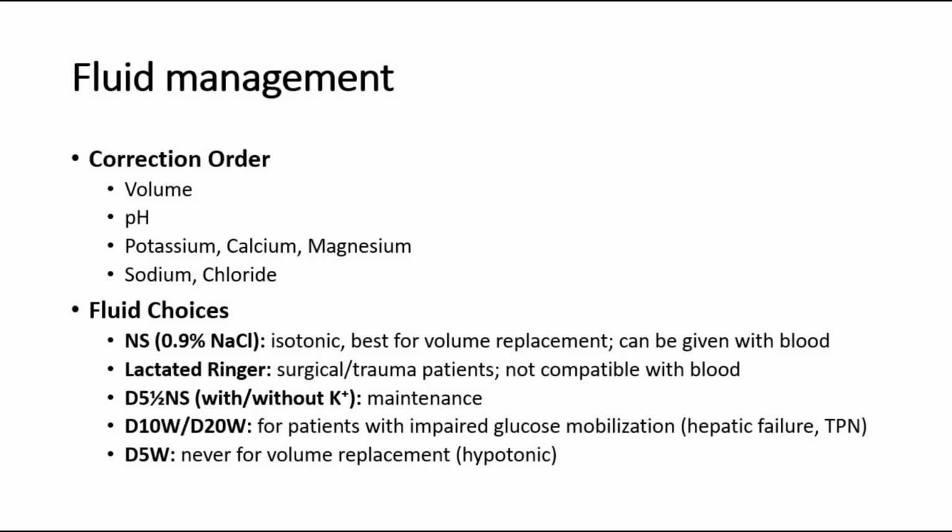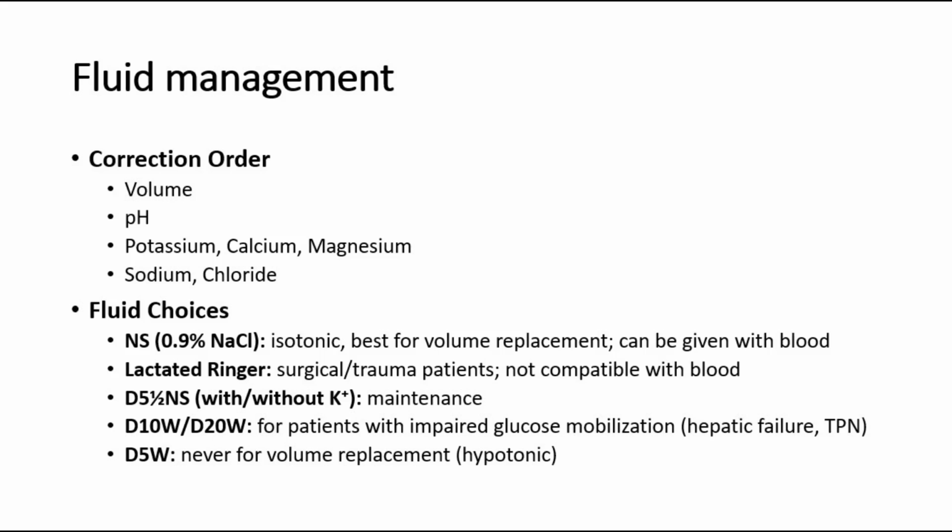When these balances are altered, correction should follow a logical sequence. First, restore volume. Second, correct pH disturbances. Third, address potassium, calcium, and magnesium abnormalities. And finally, adjust sodium and chloride levels. Often, restoring tissue perfusion alone can help normalize these balances.